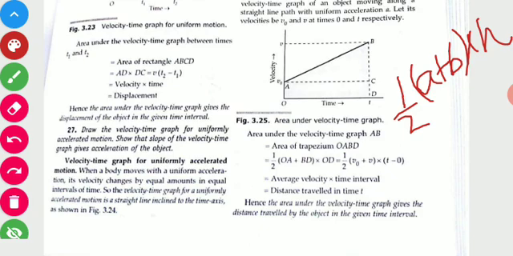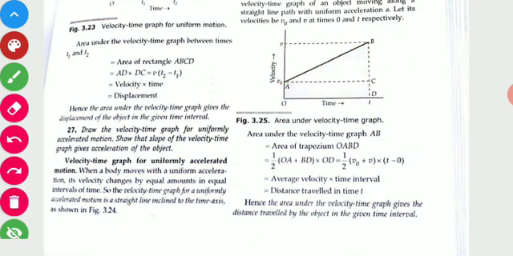Now here you can easily see what the parallel sides are. In this trapezium, the two parallel sides are OA and BD. So students, you can easily find the area. It is 1 by 2 into (OA plus BD) into OD. OA is given here, its value is V0, and OB is V, and OD is the time period, so we write T.